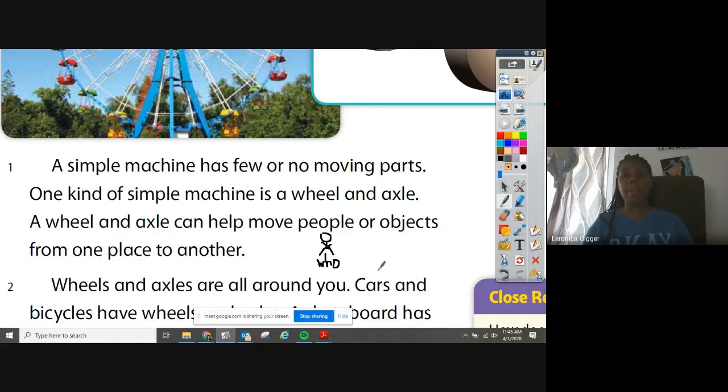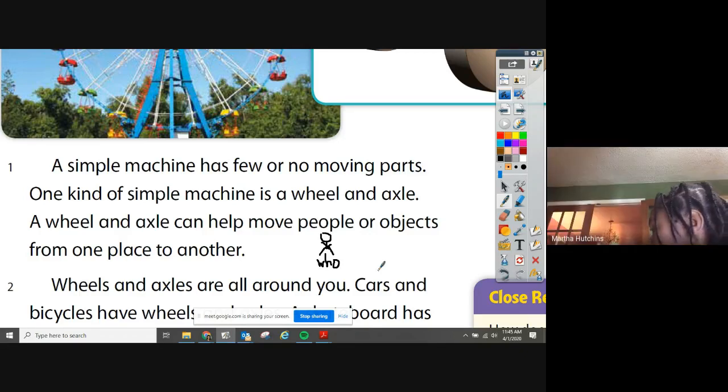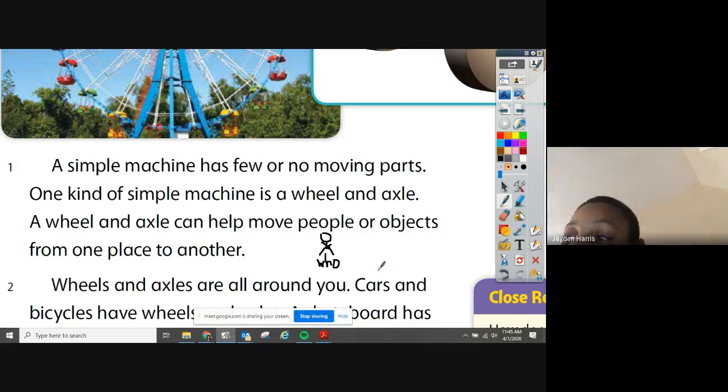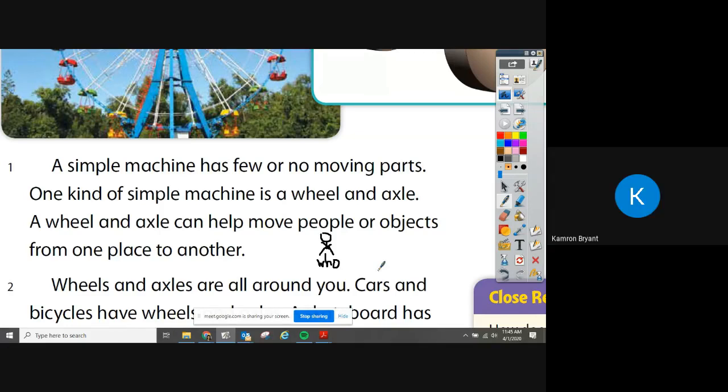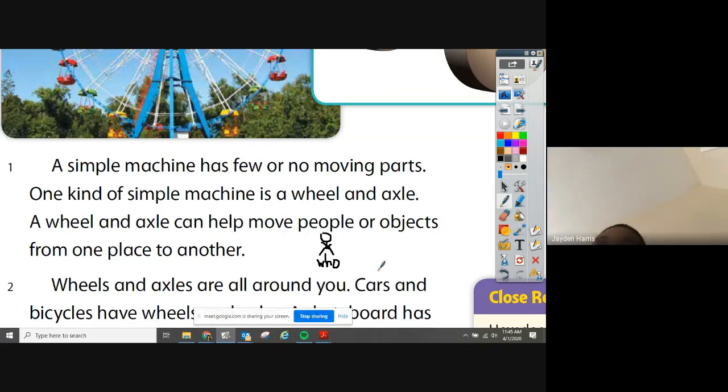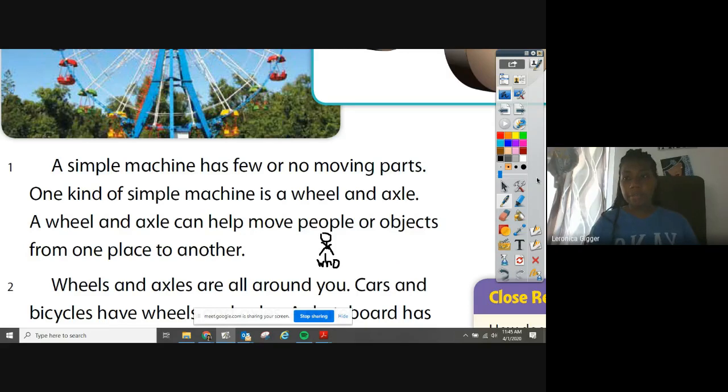All right. So let's think about what. What is being talked about in relation to those people? What would be a thing or idea? What is being talked about in this paragraph? A wheel and axle. All right. A wheel and axle is a what?